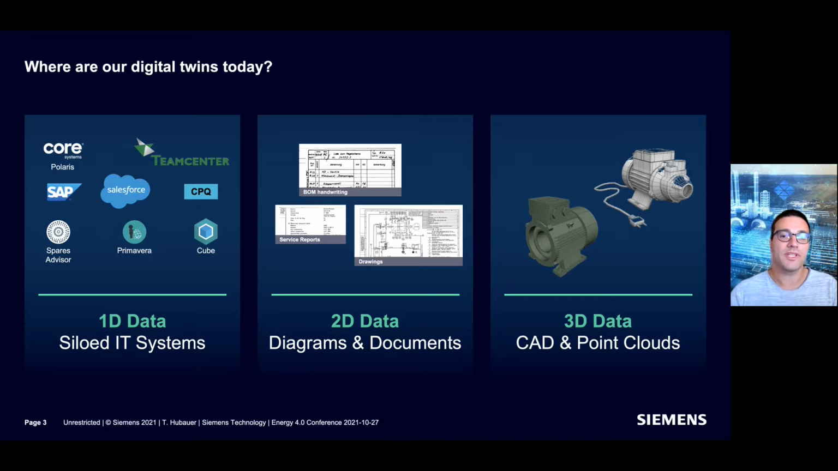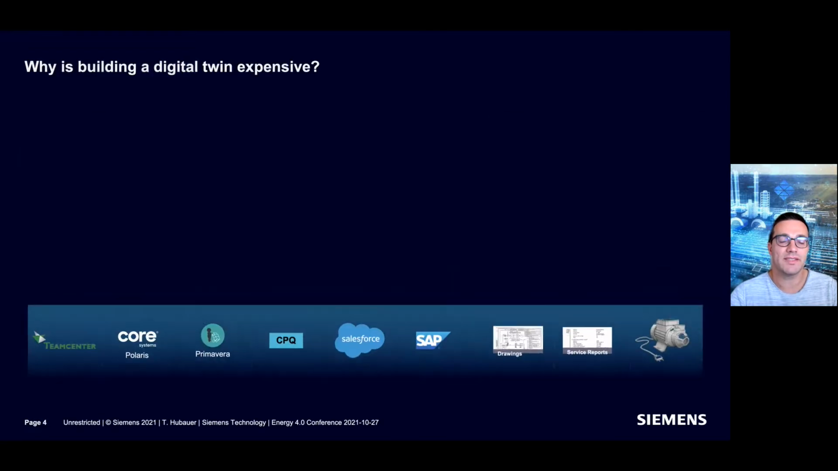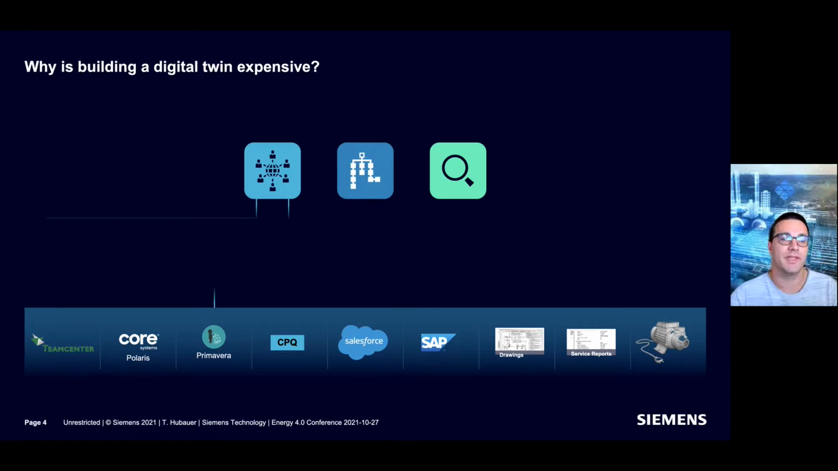Last but not least, 3D data would be computer-aided design and point cloud data. So it's kind of, again, getting a bit back to structured data. However, the complexity increases significantly, and we're really talking about huge amounts of data there. So knowing those data sources, the question is still, why is it so expensive to build a digital twin?